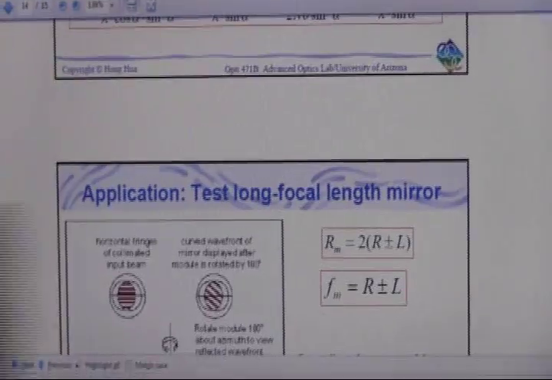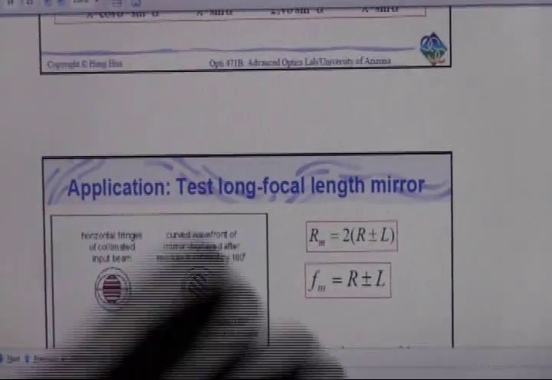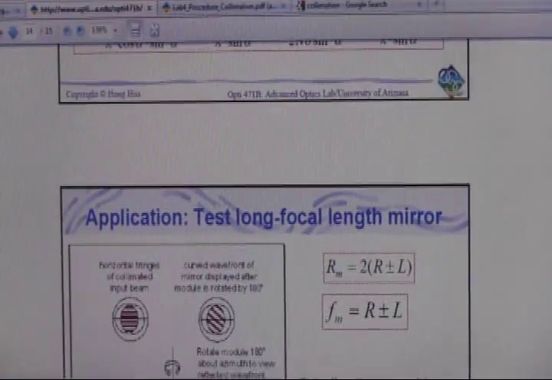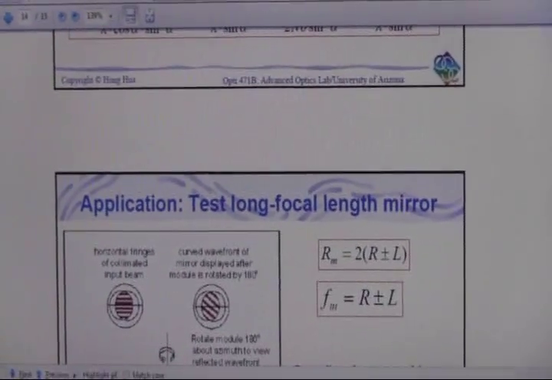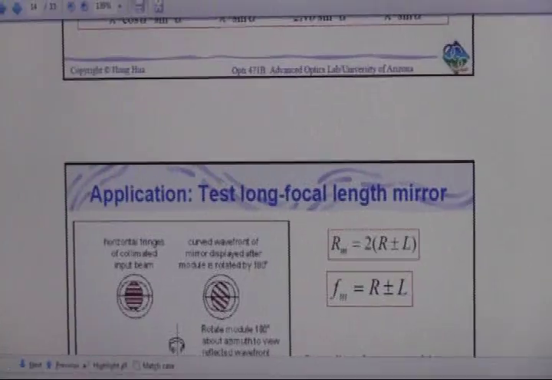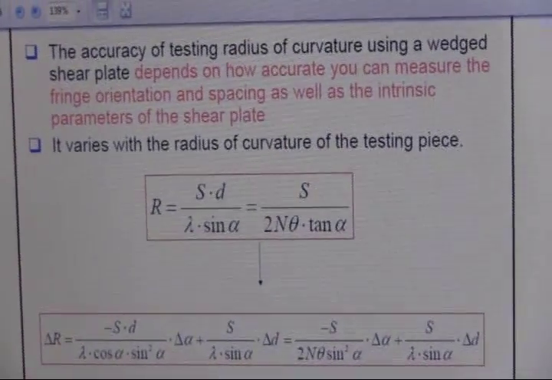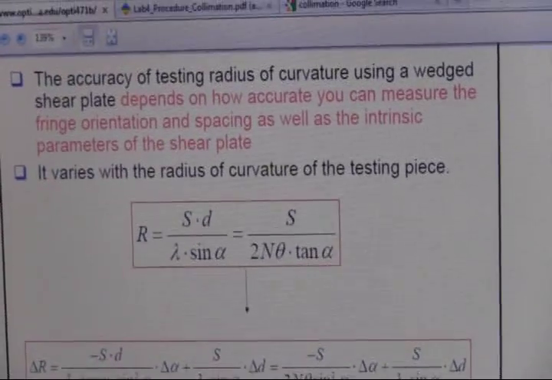And as I was saying before, the distance L was doing absolutely nothing, so this is how we know that it's a low power, long focal length mirror. We calculate the focal length of this mirror to be on the order of 100 meters. Just a quick note, I wanted to stress that alpha is measured from the horizontal line on the shear plate.